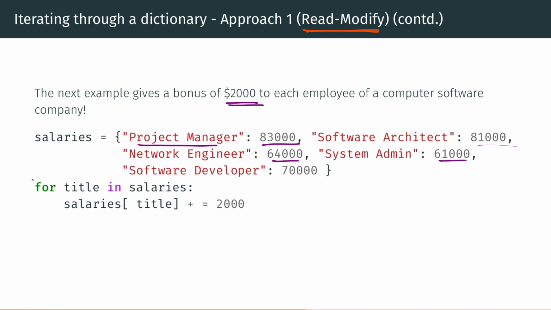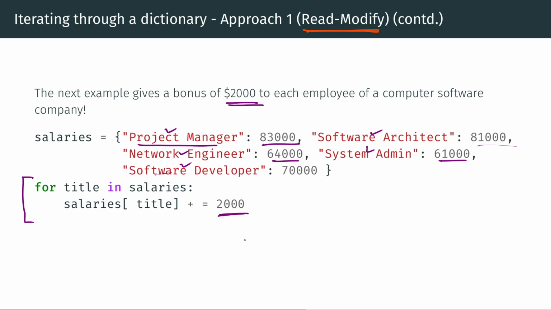So what you do is, in the next code block, you say for title in salaries, salaries[title] += 2000. Okay, which means for every key in this dictionary, where the keys are project manager, software architect, network engineer, sysadmin, software development, right? So for every key in this dictionary, get the value and add $2,000 to the value.